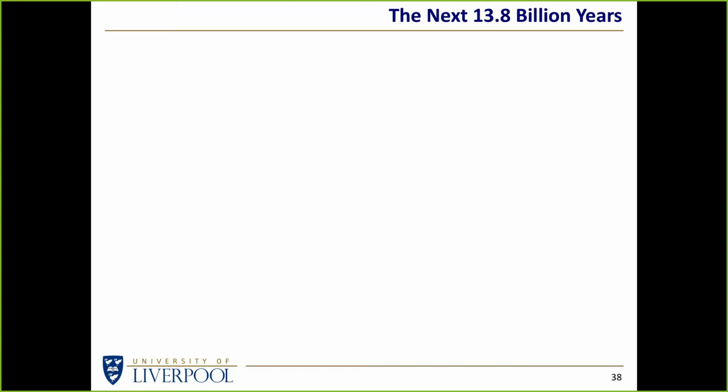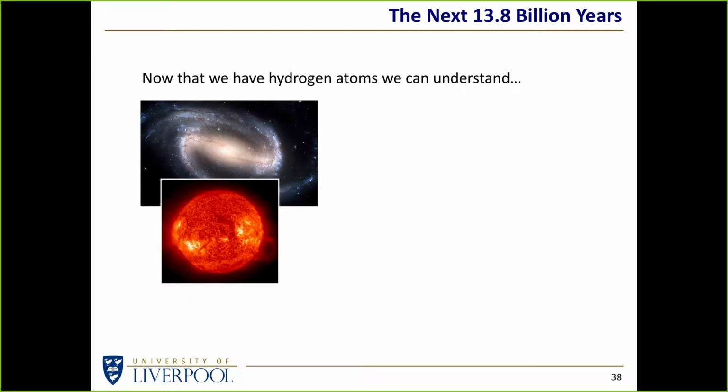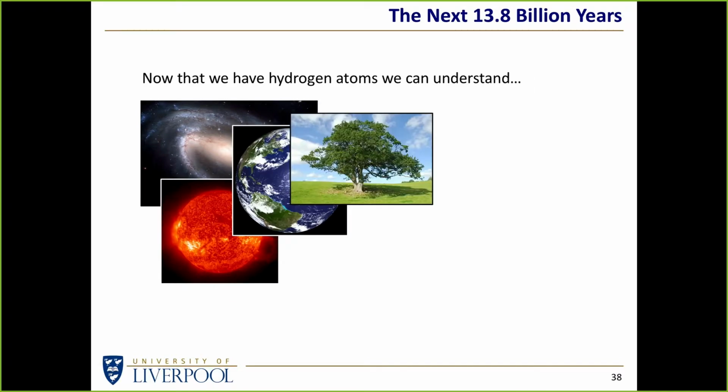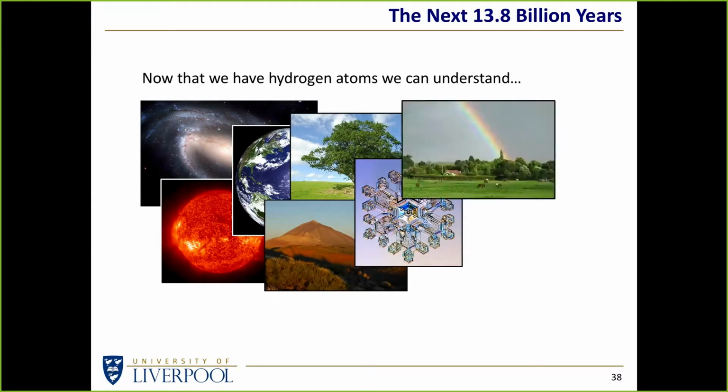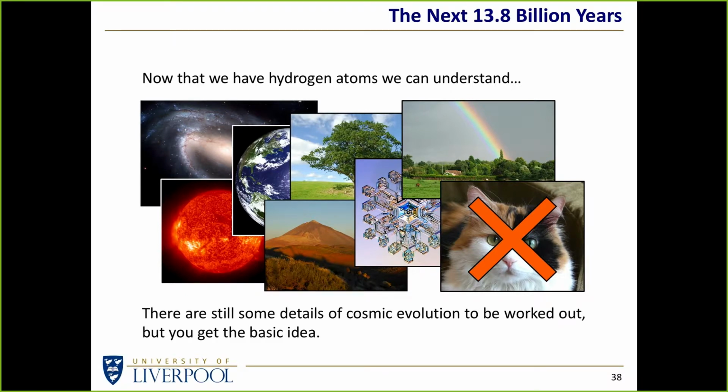So very briefly, what about the next 13.8 billion years? Well, if we have a universe full of hydrogen and a little bit of helium as well, then we can understand in principle where galaxies come from, where stars come from. We can then understand planets, and then we can understand trees and mountains and snowflakes and rainbows and cats and, okay, maybe not cats, because I don't think anybody really understands cats. But if you start with enough hydrogen and allow gravity to do its stuff, then basically you can understand how the rest of the universe comes together.